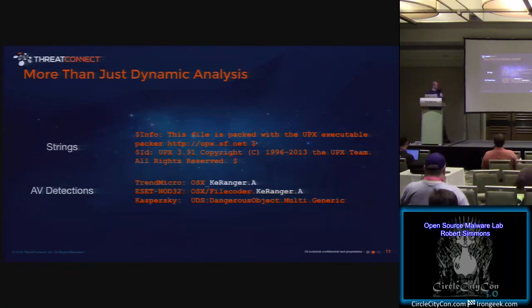What you can see here is some of the AV vendors have very general signatures which don't tell you much. So UDS, dangerous object multi-generic from Kaspersky, so there's not much information there. But Trend Micro and ESET both have named this Key Ranger A, and so some of the AV vendors will share signatures with each other, and so you'll see that. But also, some of them are very good at making signatures that are very specific to a family of malware or a specific generation of malware.